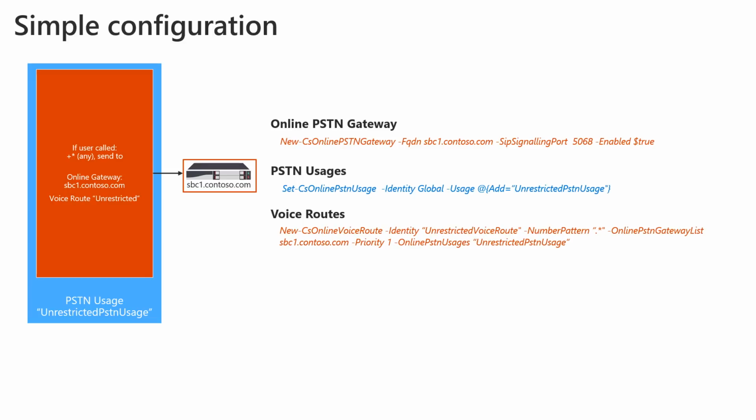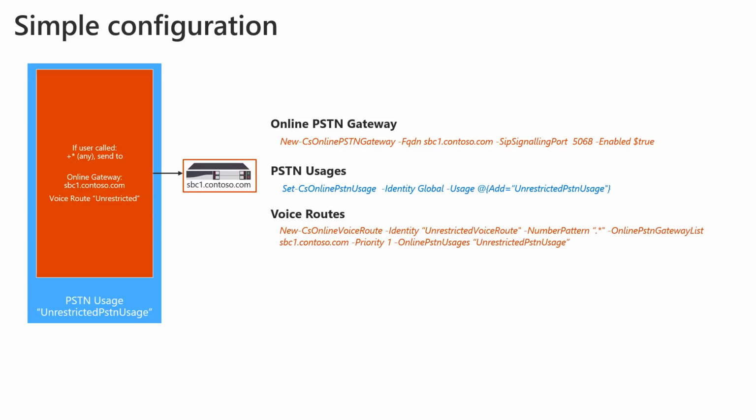Now we're doing a voice route. We create this new CS Online voice route. We give it an identity, we call it unrestricted voice route. The number pattern is .*, so that's the regular expression to accept really everything. So any number dialed will be matching this route.